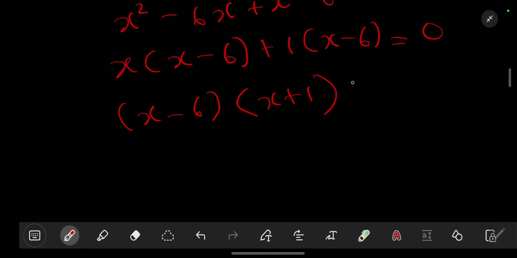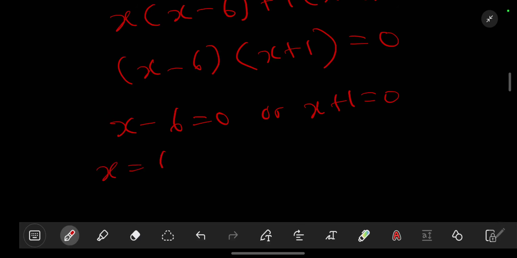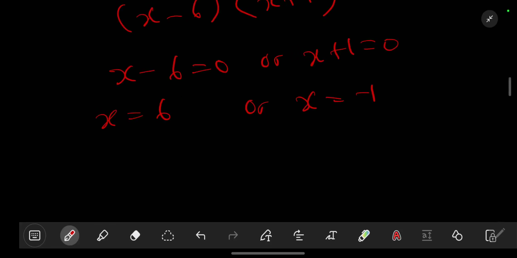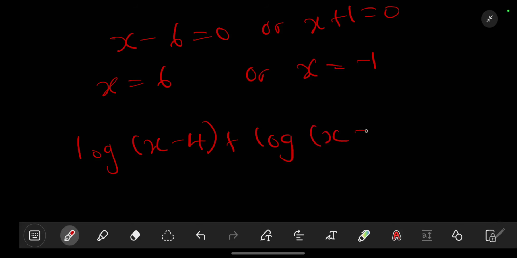Then what we are going to do is equate to 0. Then what we have is x minus 6 is equal to 0, or x plus 1 is equal to 0, like that. So this is going to give us x is equal to 6, or x is equal to negative 1, like that. So these are our values there. So the equation was the log of x minus 4, plus the log of x minus 1. Now you need to be careful.